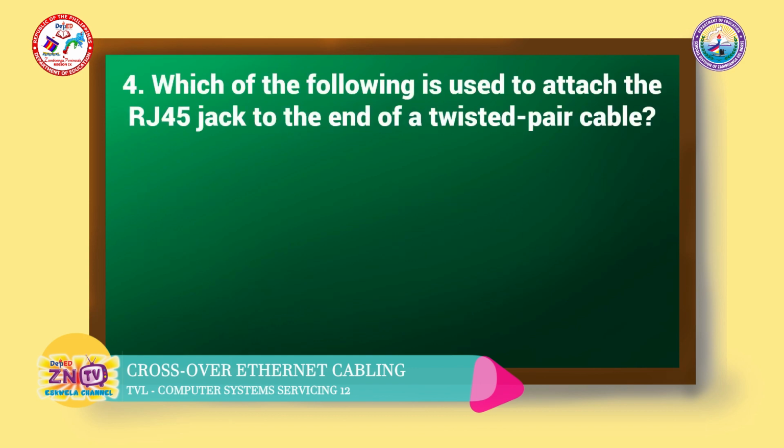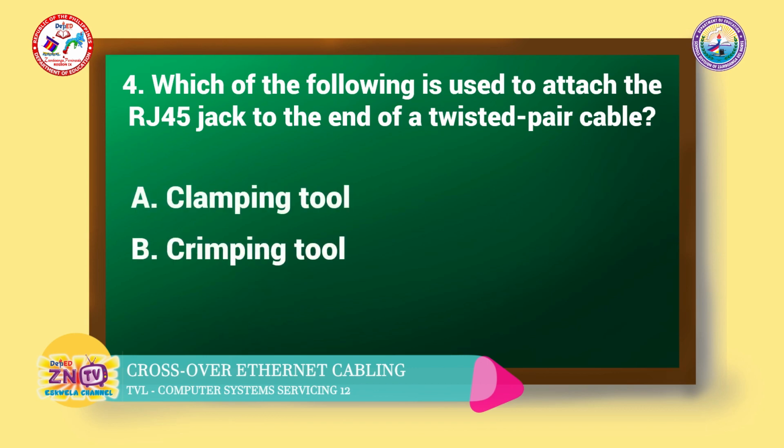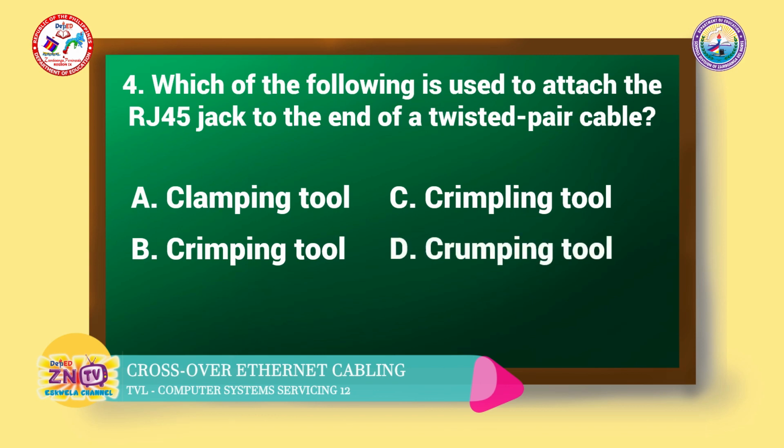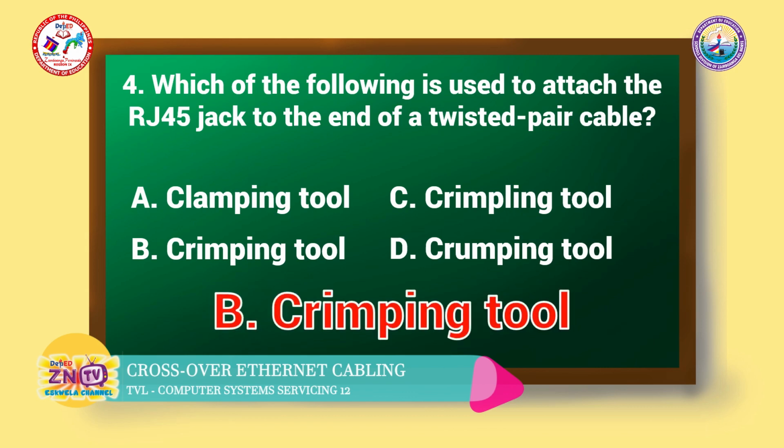Number 4. Which of the following is used to attach the RJ45 jack to the end of a twisted pair cable? A. Clumping tool. B. Crimping tool. D. Cramping tool. Right again, it is B. Crimping tool.